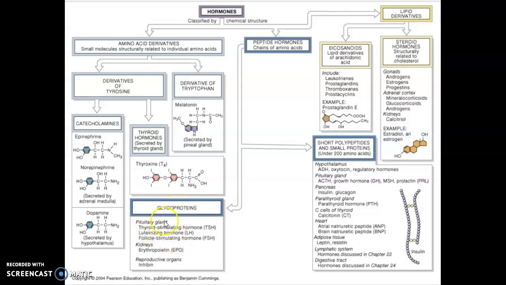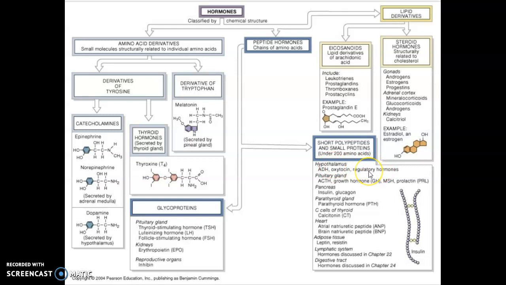Well, here we can see from the glycoproteins, our pituitary gland secretes thyroid stimulating hormone, luteinizing hormone, and follicle stimulating hormone. Our kidneys secrete erythropoietin, that really important hormone that causes us to make more red blood cells. And then our reproductive organs secrete inhibin, kind of a negative feedback loop hormone. Now, our short polypeptides and small proteins, under 200 amino acids, our hypothalamus. Remember, antidiuretic hormone and oxytocin and our regulatory hormones are all made in the hypothalamus.